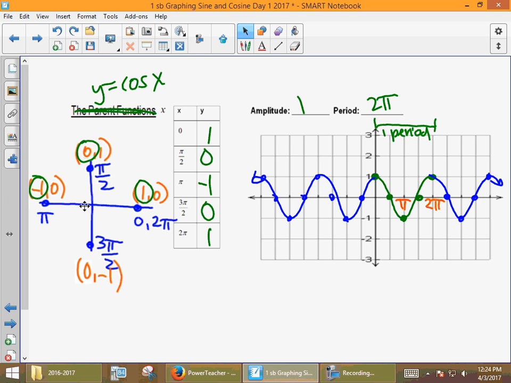So that's why amplitude, period, all of the stuff that we talk about with sine and cosine is going to be exactly the same. The difference is going to be those 5 dots at the beginning, how you plot them, whether it's sine or cosine.